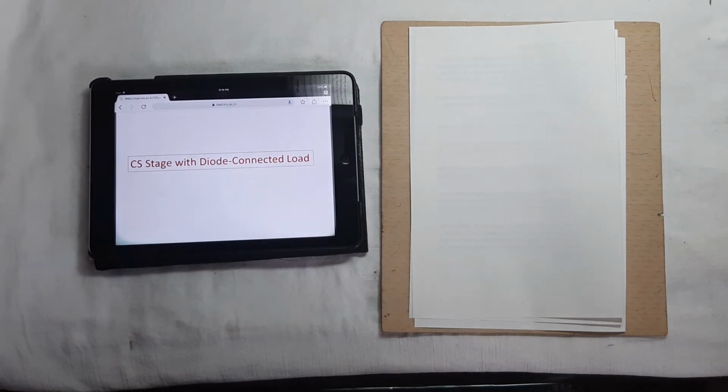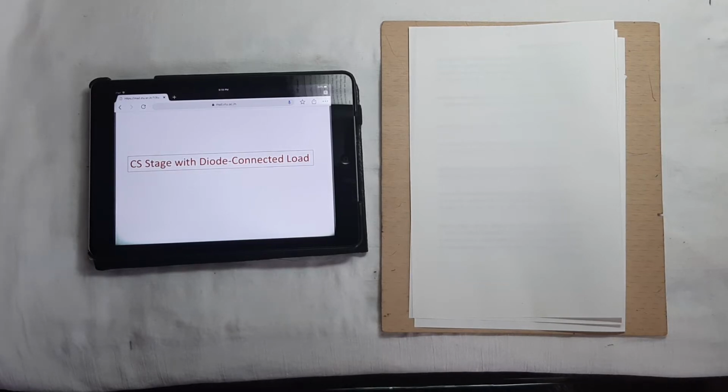Today we will see what is common source stage with a diode connected load. In the last session we have seen common source stage with a resistive load. But in many of the CMOS technologies, it is difficult to fabricate resistors with tightly controlled values or reasonable physical size. Therefore, it is desirable to replace RD with a MOS transistor.